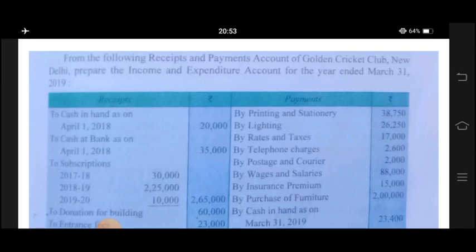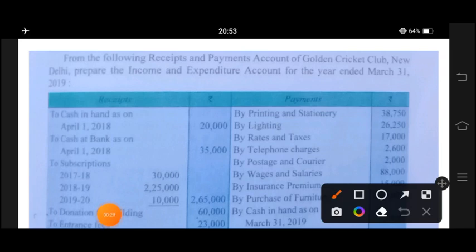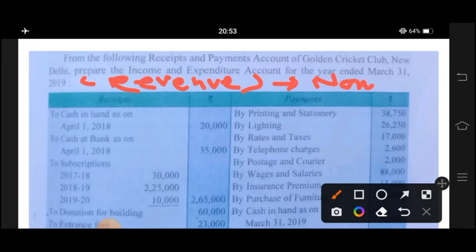As the question gives the information of receipts and payments, and we have to prepare the income and expenditure account, I would like to remind you that income and expenditure are recorded only when the transaction is revenue in nature. If the transaction is revenue in nature, then it will be recorded as per the rule of nominal account, and ultimately all the expenses will be debited and all the income will be credited.